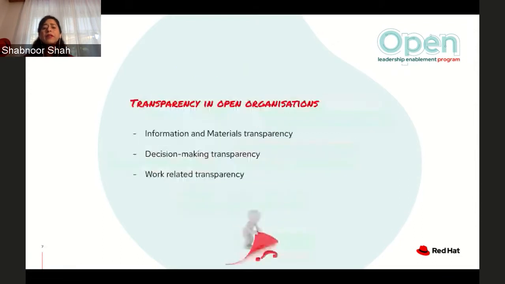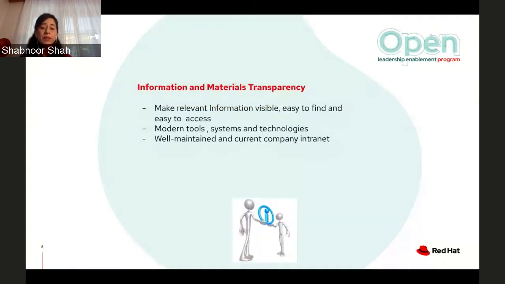And this can happen in 3 ways: creating transparency by making information and materials easily accessible, by creating transparency on how decisions are made, and by creating transparency around how work is done. So let's begin with information and material sharing.